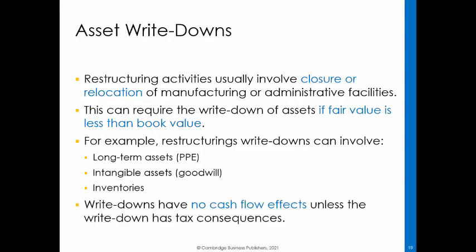The second part of restructuring cost is asset write-downs, also called write-offs and charge-offs. Restructuring activities usually involve closure or relocation of manufacturing or administrative facilities. They can require the write-down of assets where the fair value is less than book value. For example, restructurings can necessitate the write-down of long-term assets such as plant assets or goodwill and of inventories. To determine the amount of the write-downs, the company follows the approach previously discussed. It is important to remember that write-downs have no cash flow effects unless the write-down has tax consequences.